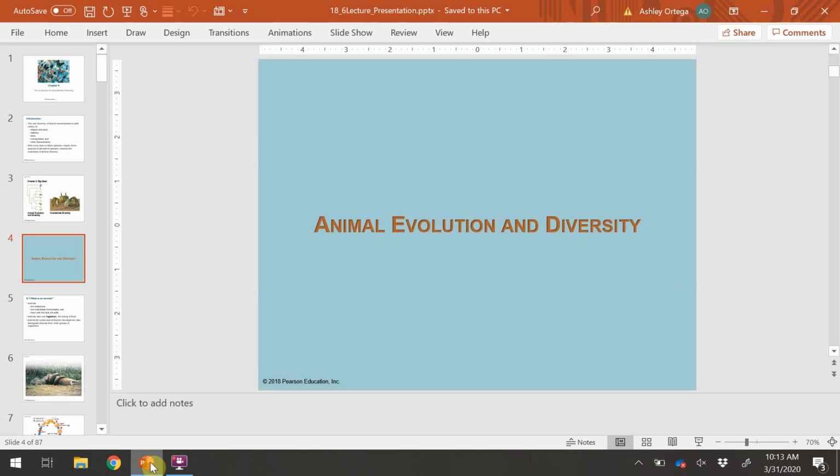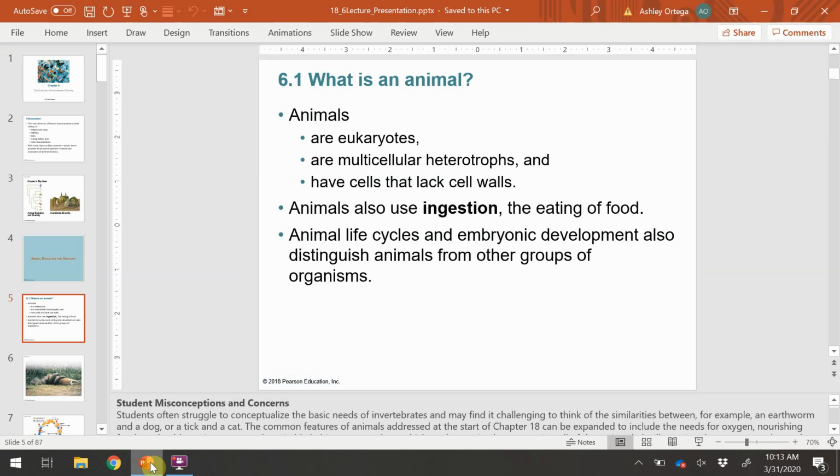Here we'll start with animal evolution and diversity. It asks us, what is an animal? That sounds pretty easy to define, but if you think about it, we have animals that have fur, feathers, four legs, two legs, beaks, mouths, teeth, all those different things. It does make it hard to classify what is an animal.